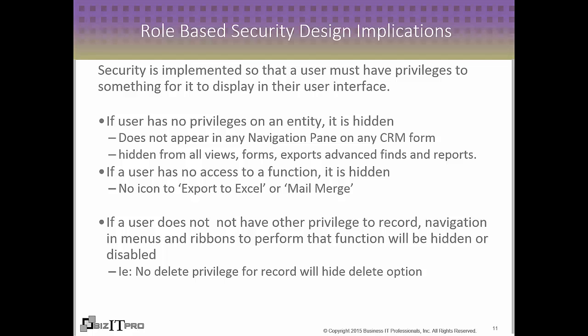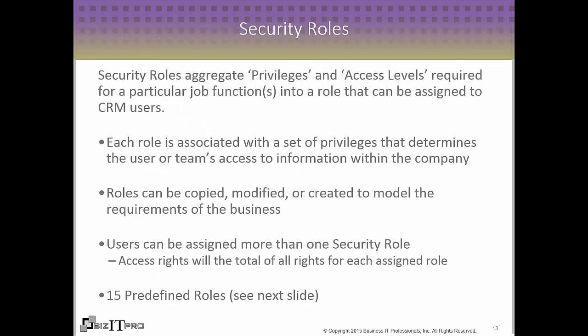If a user has no access to a function, it's hidden. So for instance, if a user has no ability to export to Excel or mail merge, they won't see the icon for it. If a user does not have other privileges to a record, navigation in menus and ribbons to perform that function will be hidden or disabled. Therefore, if you don't have the delete privilege for a record, the system will hide the delete option from that user.